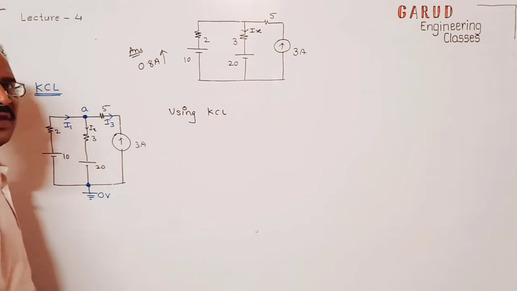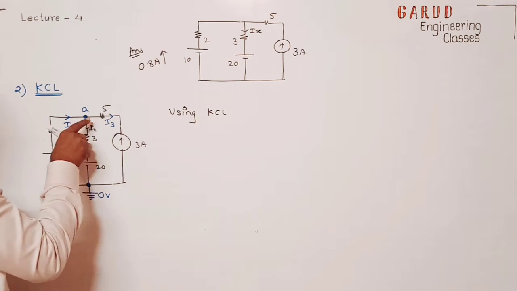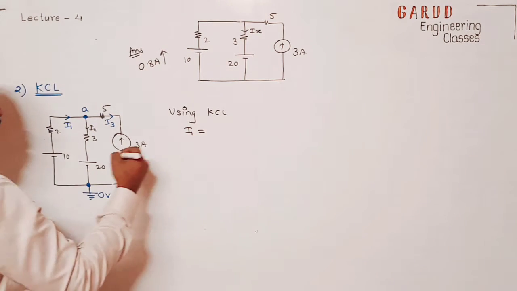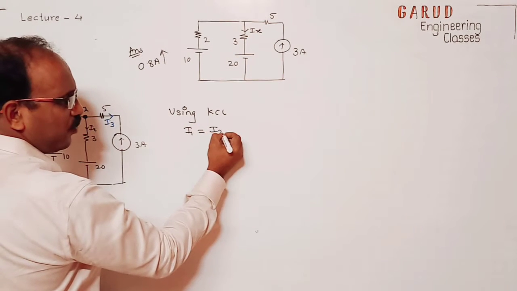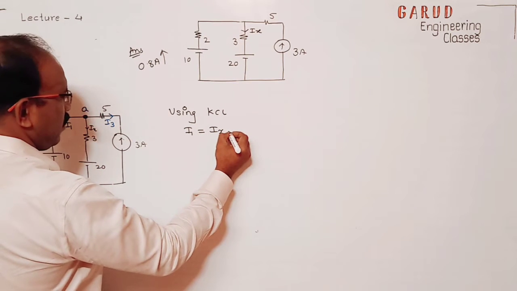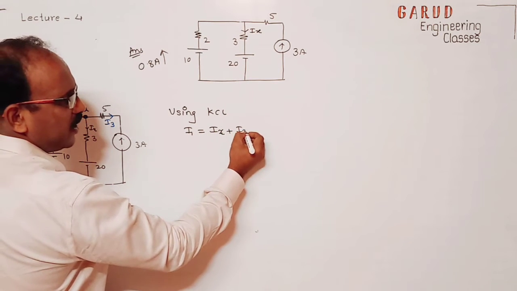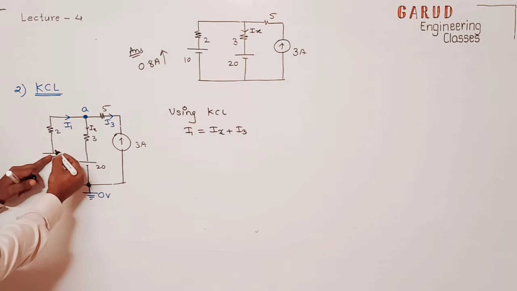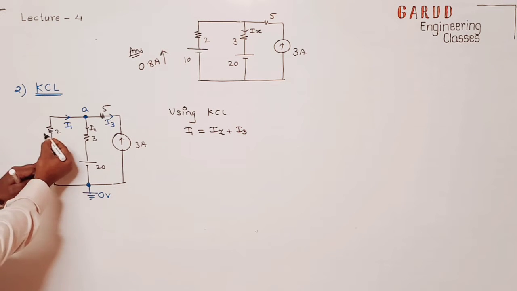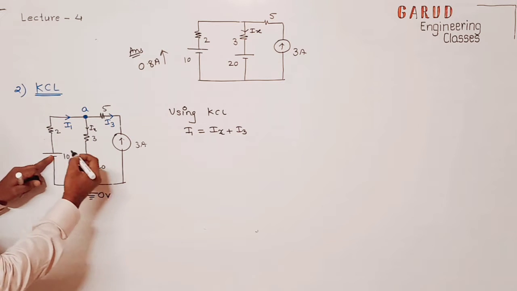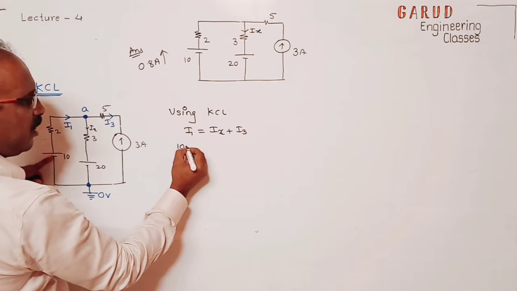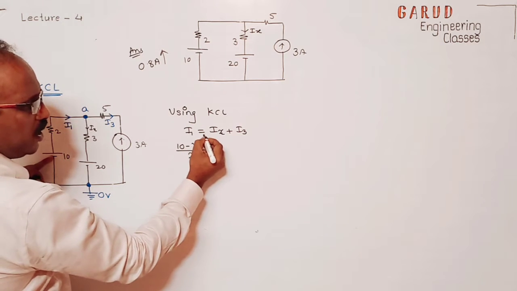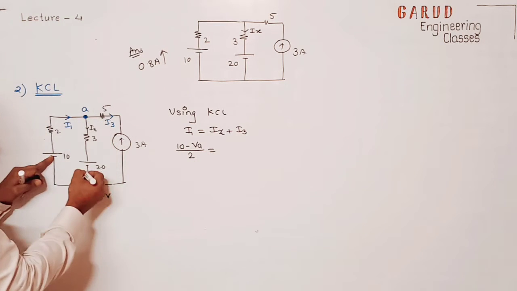KCL: incoming currents equal outgoing currents. Incoming current I1 equals what is outgoing, Ix or I2, plus I3. Now we have to write it in voltage form. This current is flowing in the upward direction, so this voltage minus this voltage upon resistance: 10 minus VA upon 2 equals Ix.